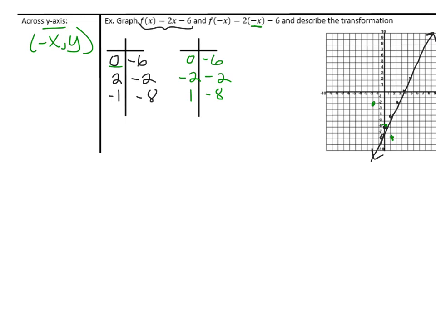Go ahead and connect those 3 points. Once connected, those are the reflection over the line, or over the y-axis. In class, we'll work on those practice problems down below.